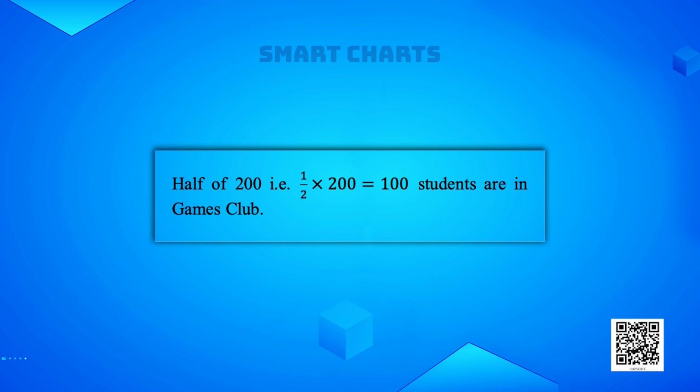So, can you find the number of students who are in the games club? Yes, it is half of 200, that is half multiplied with 200 is equal to 100 students. Students, we found that there were 100 students in the games club.